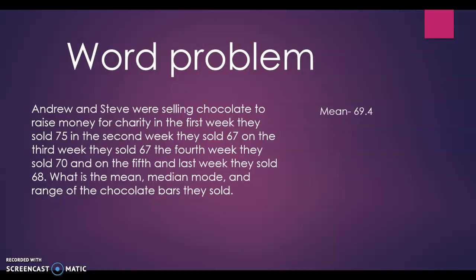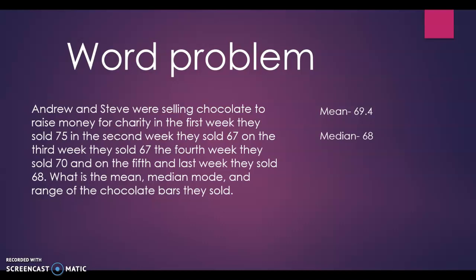Next, we're going to figure out the median. To figure out the median, we need to order them from least to greatest. So, 67, 67, 68, 70, and 75. So, obviously the middle number in this set is 68. So, therefore, that makes our median 68.